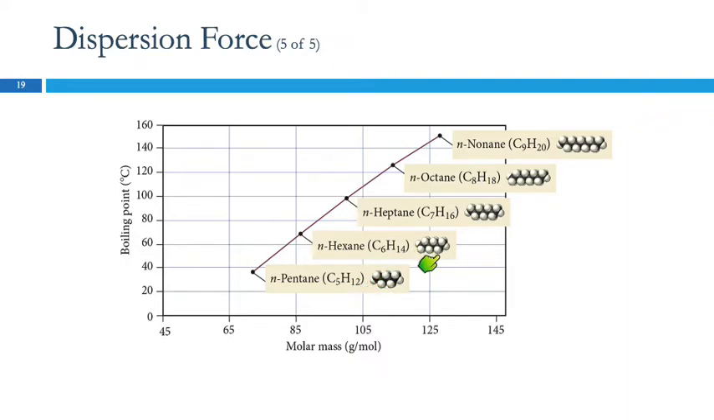So as we go up in molar mass, because we're getting more carbons and more hydrogens, we see that the boiling point also increases, because nonane has a greater surface area that those molecules can be attracted to than pentane does. Okay, so that's the effective shape again.